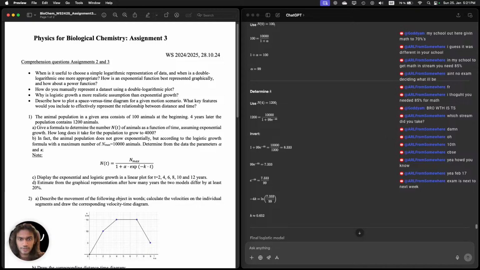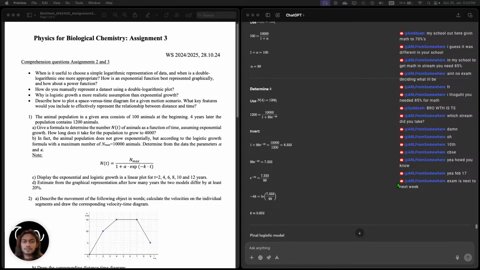My school out here gave math to 70%. Oh, yeah. My school would also be around somewhere like that. I forgot the whole thing where you need a minimum percentage of math. But hey, made it. Not made it. At least I'm surviving. There's no such thing as made it.